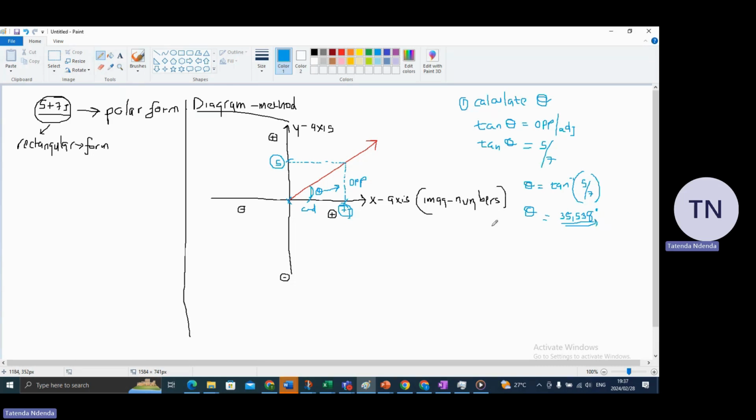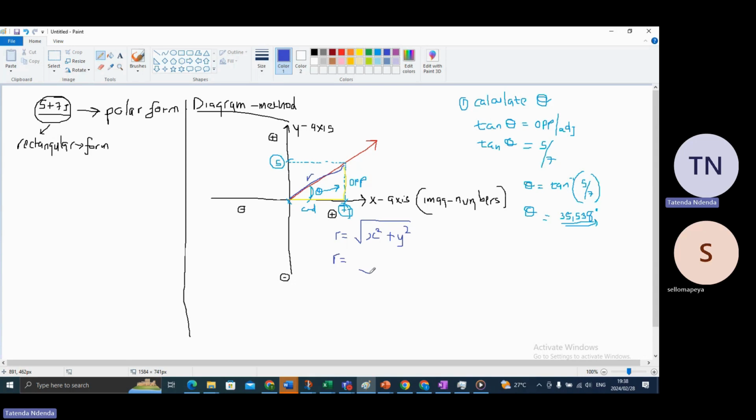But now, even if I have the theta, I have this line from here to here, and I also have this line from here to here. But now the problem is we do not have the length of this line here. So this line, we call it what? Our R, which is also called the modulus. So what we're going to do now is say R is equal to the square root of what? Of x units squared plus what? Y units squared.